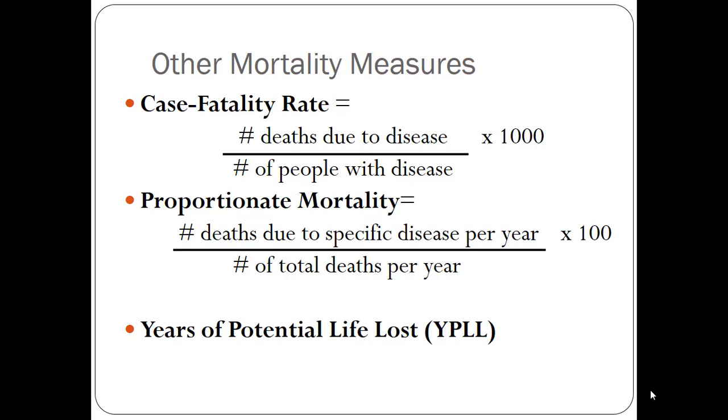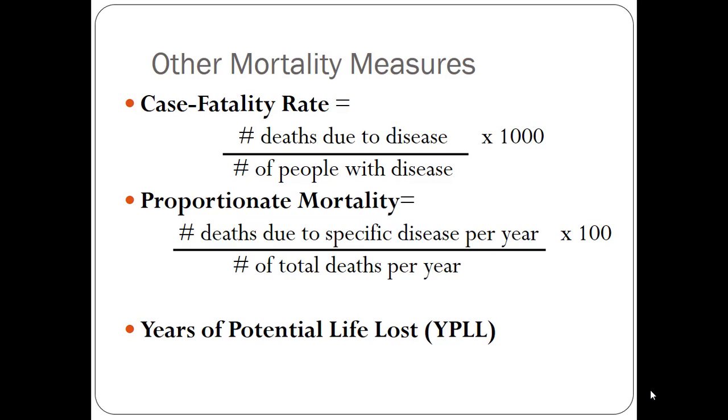Proportionate mortality is not a rate, but indicates the proportion of deaths caused by a particular disease. And then years of potential life lost. In order to calculate this, there are two steps. First, each deceased person's age at death is subtracted from a standard age, which varies by population. If an infant, for example, dies at age 1 and the standard age is 65, then the infant has lost 64 years of life.